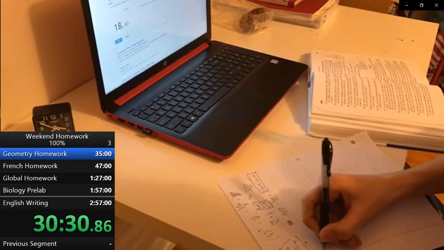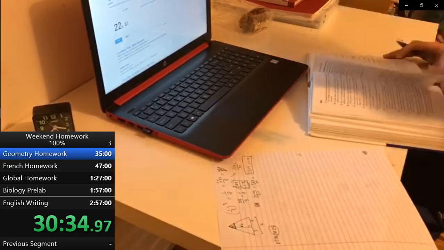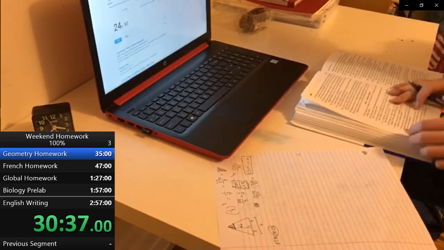Page 288, number 25. Let's just hope this question isn't too evil. Page 288, number 25. There we go.